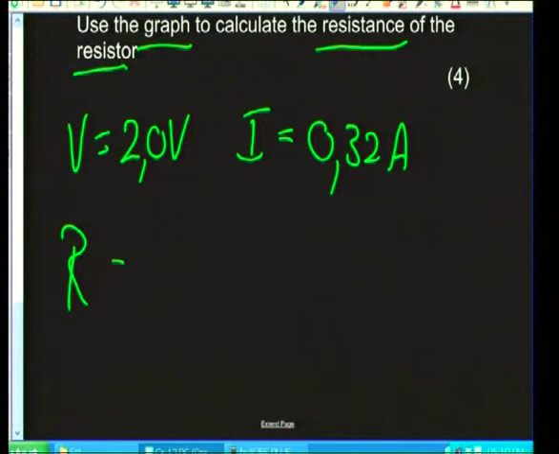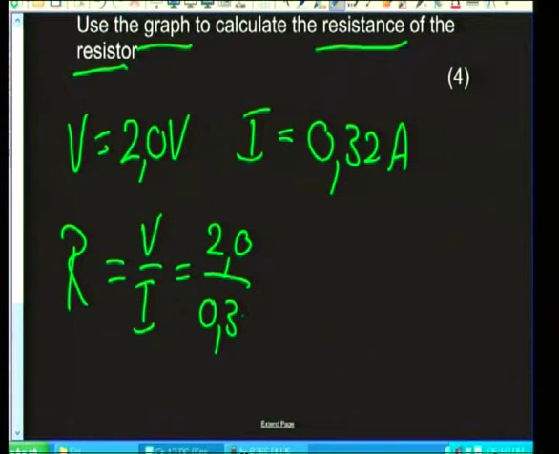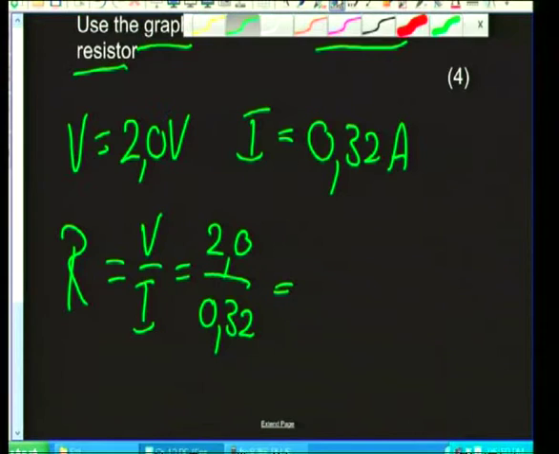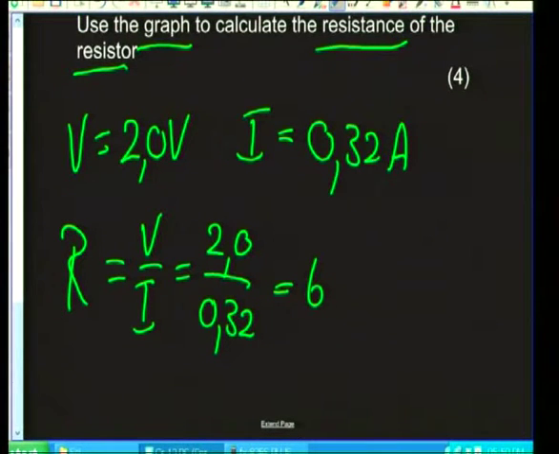Now, I could work out the gradient, but here's a shorter way of doing it. I want to work out the resistance. I'm going to say it's V over I, substitute my value in, 2.0 divided by 0.32. Let's do that on the calculator, 2 divided by 0.32. It's equal to the fraction 25 over 4. Change the fraction to 6.25, and that looks like a reasonable value for a resistor, 6.25 ohms.